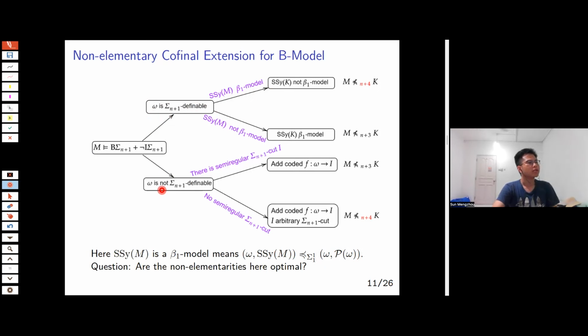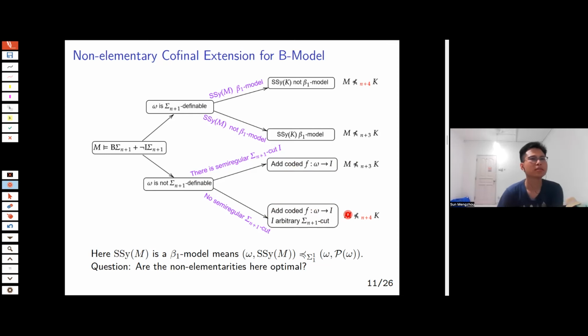And if omega is not Sigma_{n+1} definable, and there's a semiregular cut, then we do the previous procedure for this cut. After adding this f, we know that inside K this cut is not semiregular, and originally it is semiregular, so we get non-elementarity. If originally there's no semiregular cut, then we just pick any cut I and do the previous construction. But here we know that inside the extension K, omega is Sigma_{n+1} definable, and we know that omega is always semiregular.